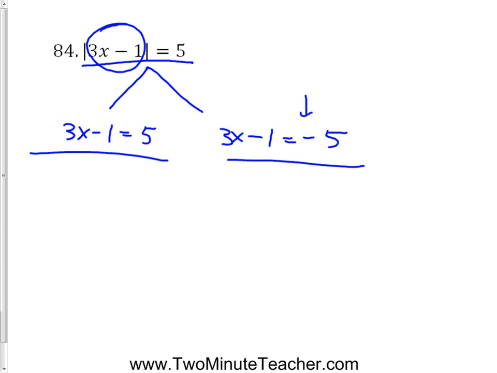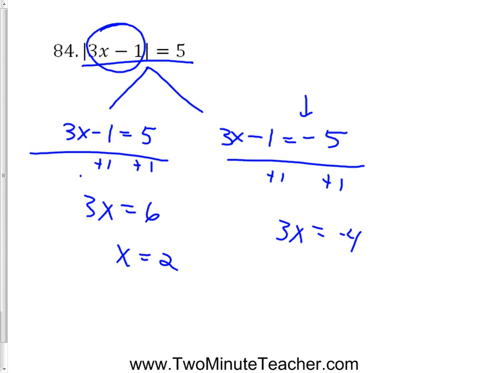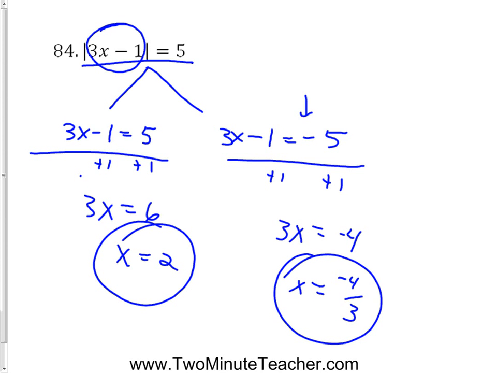Now to solve it, I add 1 to both sides here. I'm going to go plus 1, and I have 3x equals 6. x must equal 2. And over here, add 1 to both sides, and I have 3x equals negative 4, and x equals negative 4 thirds. So I got 2 things that could work and give me the right answer.